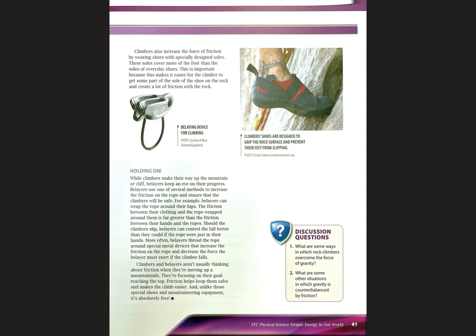All the way up a mountain or cliff, belayers keep their eye on the climber's progress. Belayers use one of several methods to increase the friction on the rope to ensure that the climbers will be safe. For example, belayers can wrap the rope around their hips. The friction between their clothing and the rope wrapped around them is far greater than the friction between their hands and the rope. Should the climbers slip, belayers can control the fall better than if they were just holding the rope in their hands.